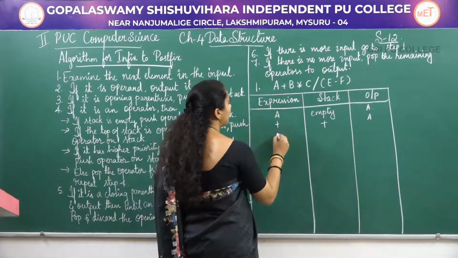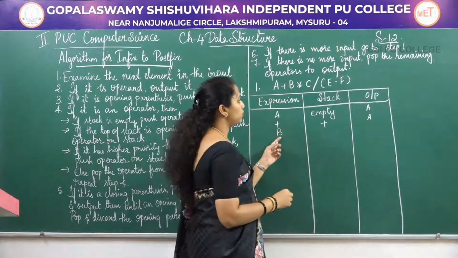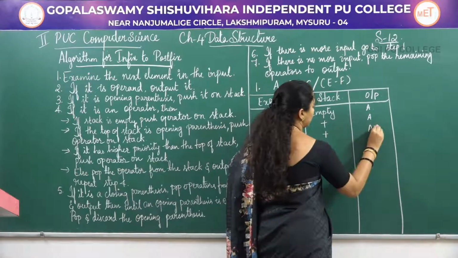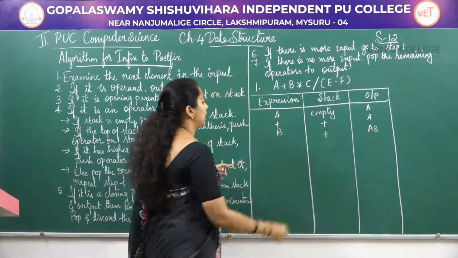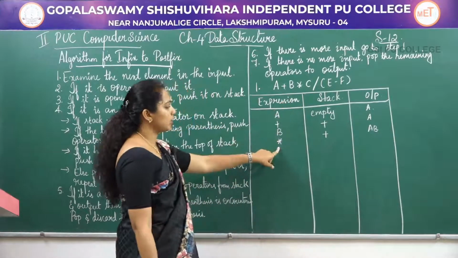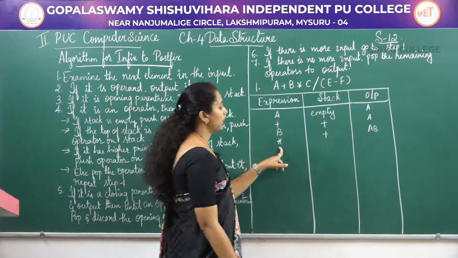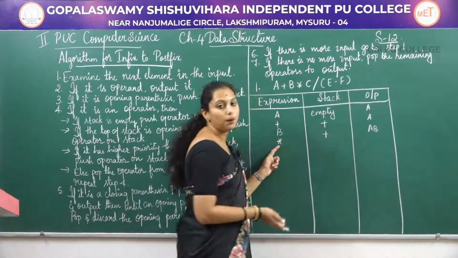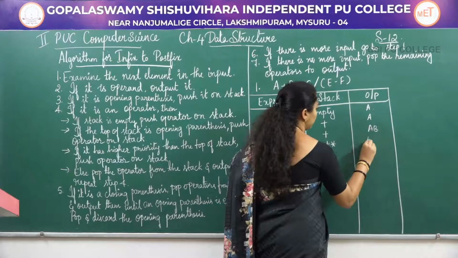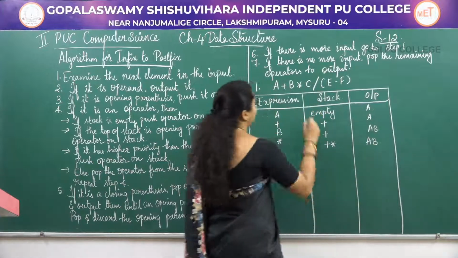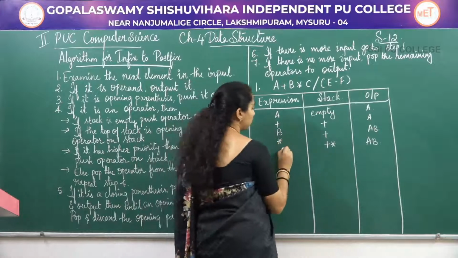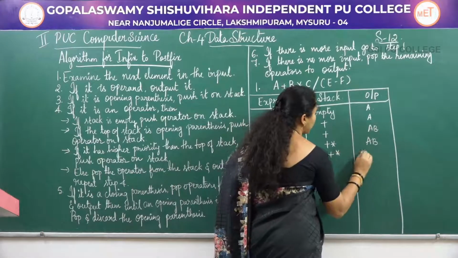Next is an operand. So what do we have to do? We have to output the operand. Next, the multiplication symbol. Multiplication is an operator. So what do we have to do? We have to push this operator into the stack. Next, check which element we have. We have an operand, so we output the operand.